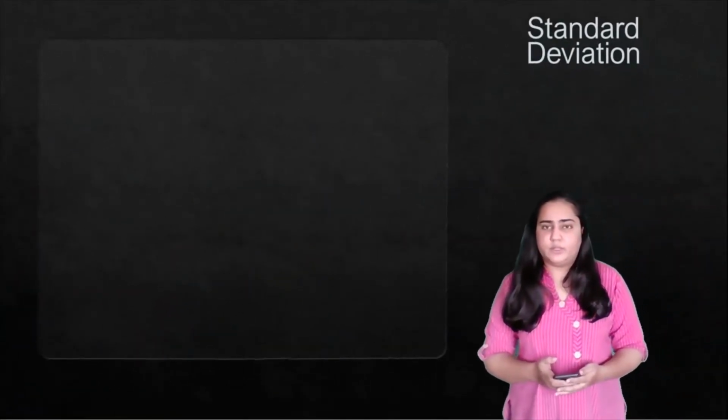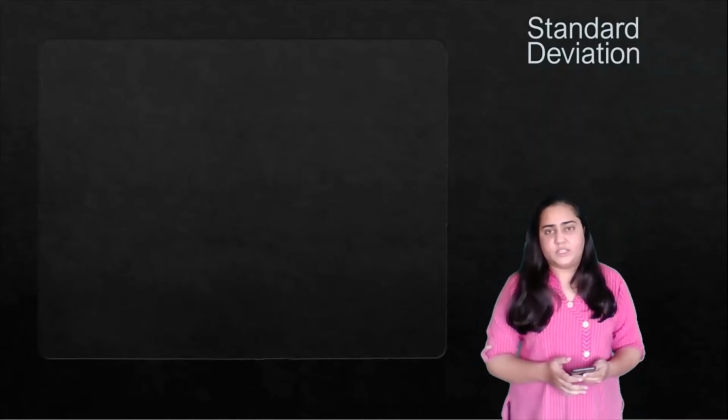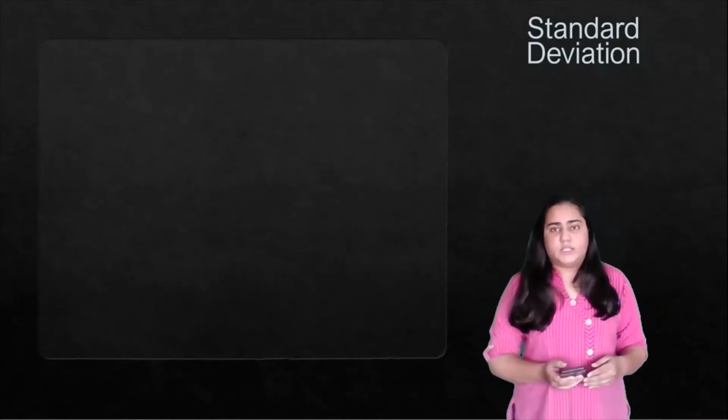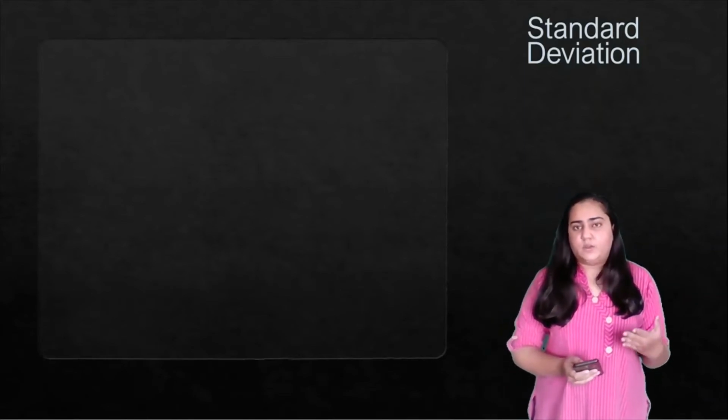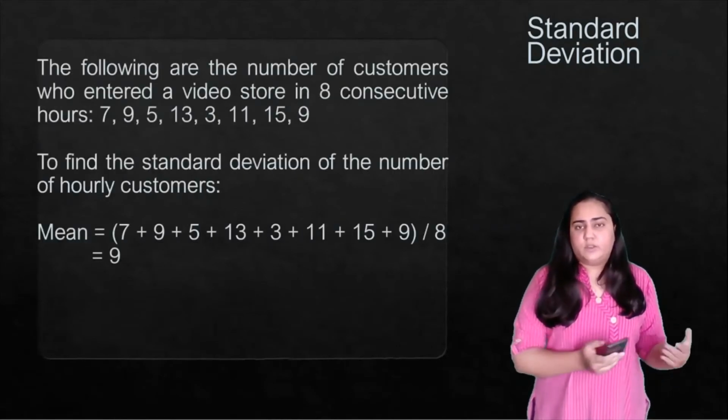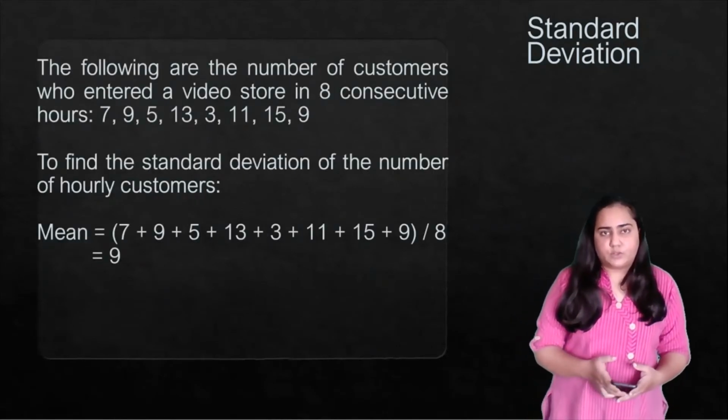Now let's talk about the measure of spread called standard deviation. Standard deviation is another measure of spread that we are going to see, which is the third measure of spread that I'm going to talk about after range and interquartile range.